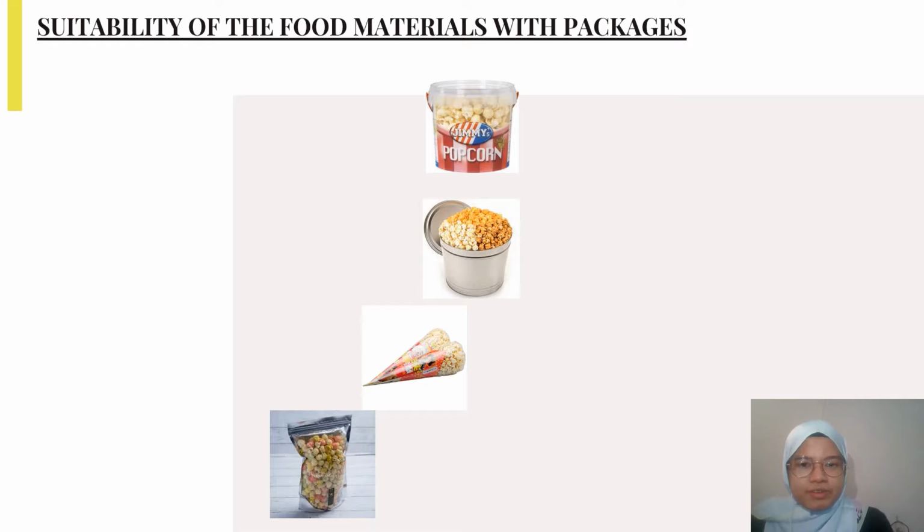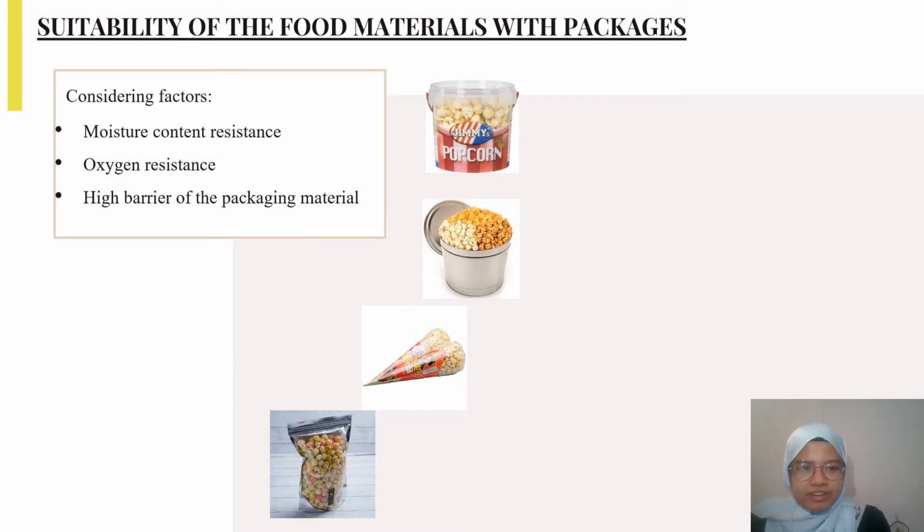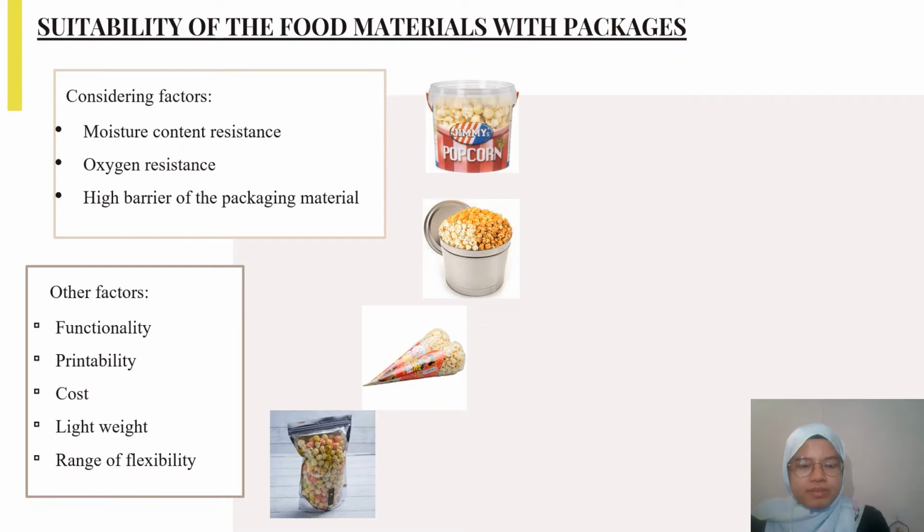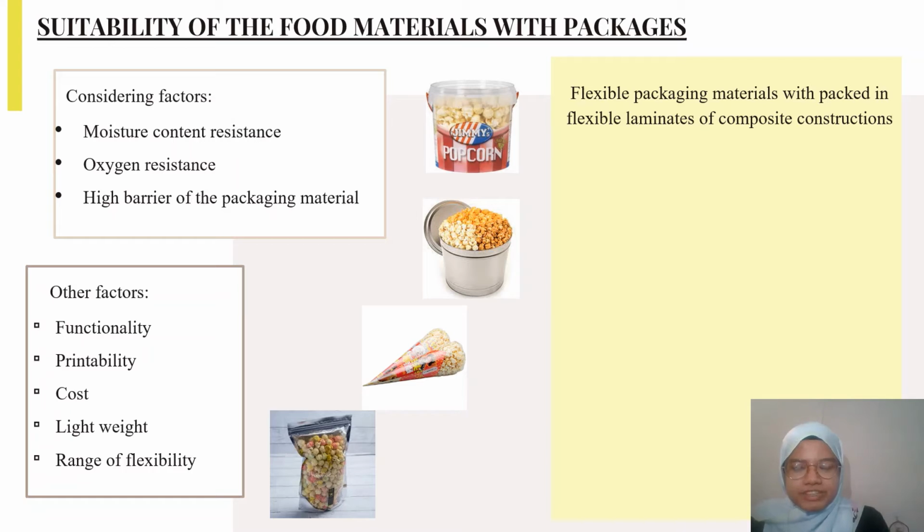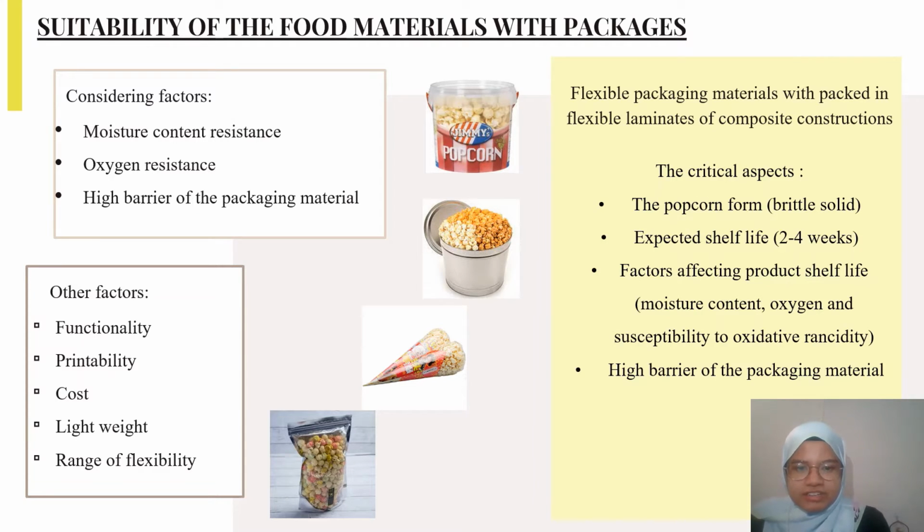This is the suitability of the food materials with packages. There are 3 constraint factors that need to be watched out for. The first one is moisture content resistance, second oxygen resistance, and third is high barrier of the packaging material. Apart from these 3 important factors, there are other factors too, which are functionality, printability, cost, lightweight and range of flexibility. And nowadays, popcorn is packaged in flexible packaging materials, packed in flexible laminates of composite construction. Thus concludes all the important factors.